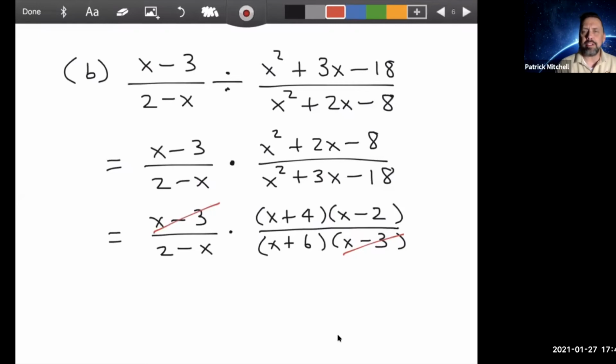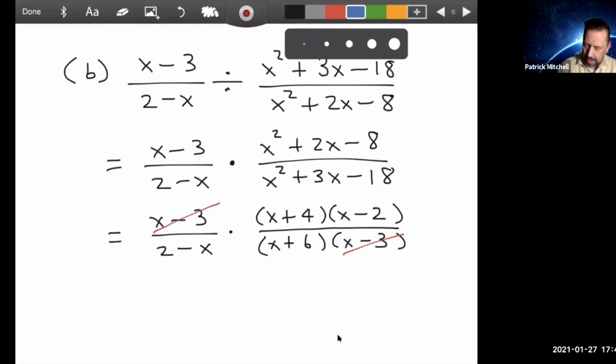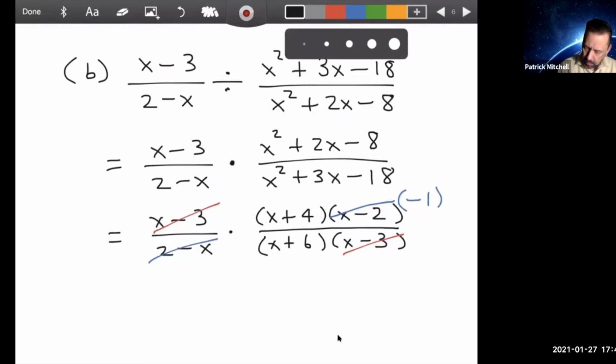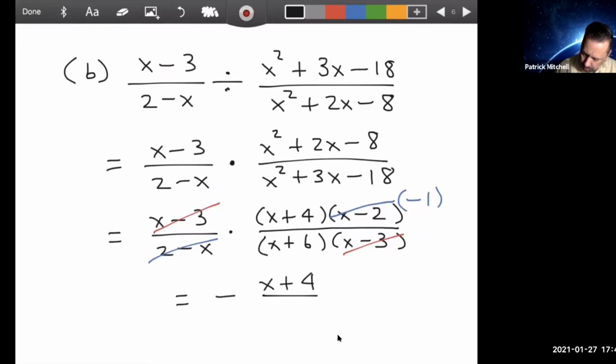Now, do you remember the shortcut that we talked about in the last section? I'm looking at that x minus 2 and 2 minus x. Do you remember how I told you to deal with that? I have an x minus 2 on top. I have a 2 minus x on the bottom. I can cross those out as long as I promise to leave a negative 1. All right, so we have x plus 4 over x plus 6, and the whole thing is times negative 1, so why don't we write that answer as negative x plus 4 over x plus 6. Done.